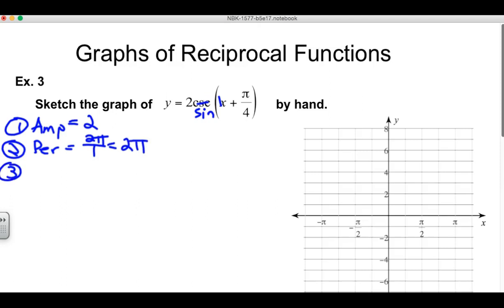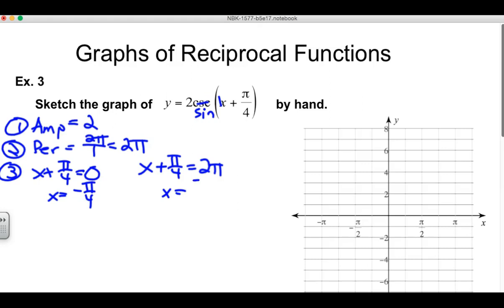And in step 3, we're going to take bx minus c, which is just x plus pi over 4, equal to 0, and equal to 2 pi, right? So it's different for tangent. Remember, for tangent, it was negative pi over 2 and positive pi over 2, but for sine and cosine, it's 0 and 2 pi. So we're going to subtract pi over 4, so we get negative pi over 4 is our first key point, and then subtract pi over 4 from 2 pi, and you get 7 pi over 4.